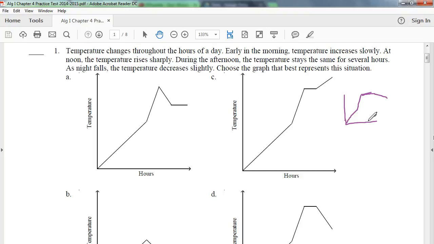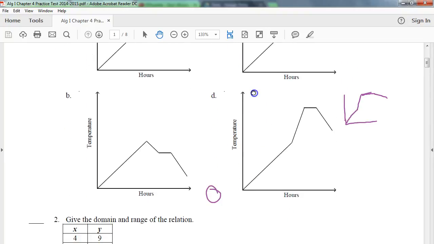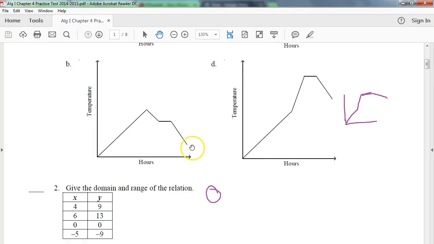portion. The only graph that looks like this is graph D, which we can't really see. I'll scoot it up to show you. You can see it sort of looks a little bit like ours there. Okay, so number 1 is D.